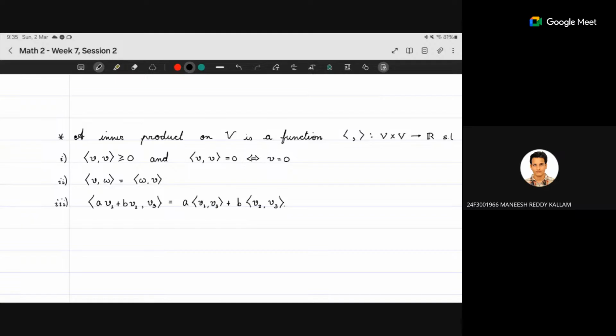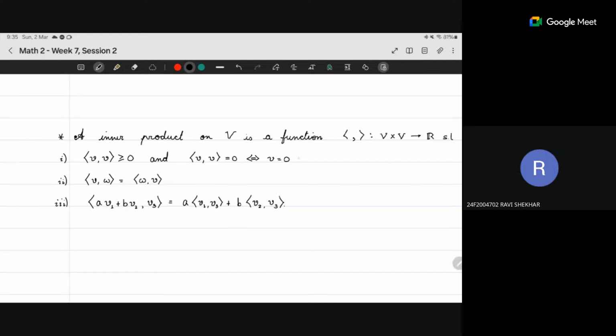If you take the inner product of a vector with itself, then you are supposed to get a non-negative number. So is this true in the case of dot product? What is the dot product of a vector with itself? It's the square of the length. Yes, the square of the length is a non-negative function. And when is the length 0? When the vector itself is 0. Yeah, and no other case is allowed.